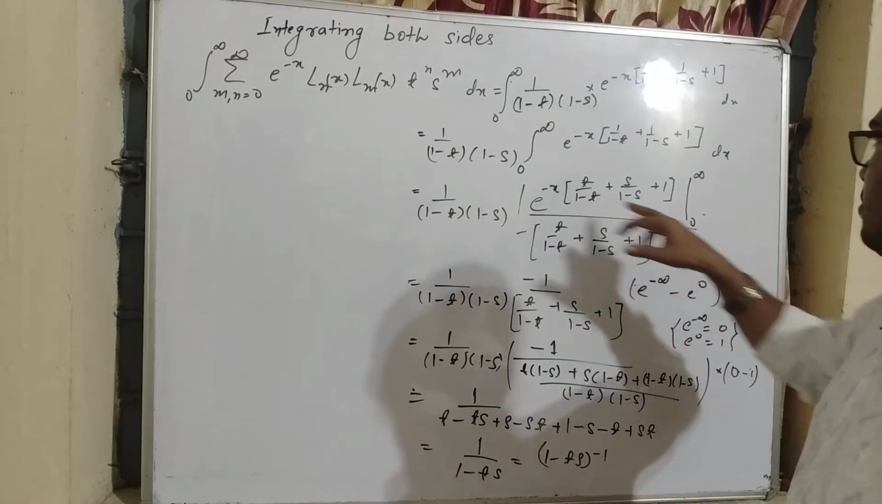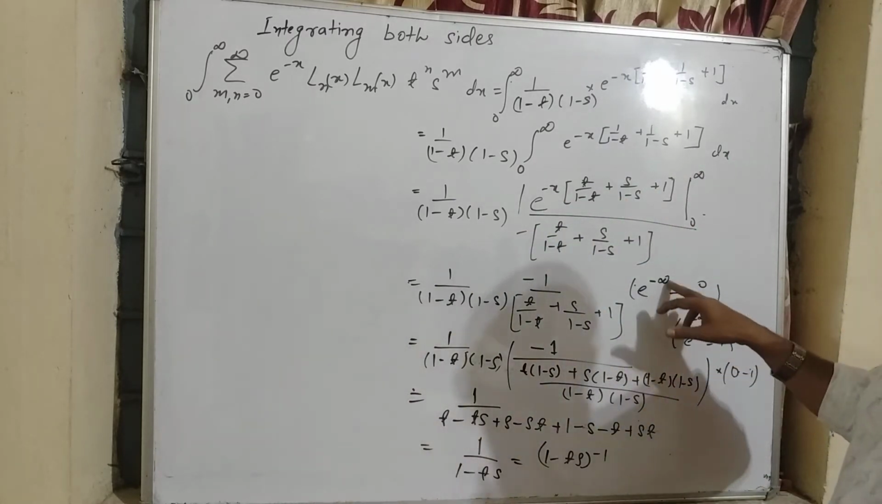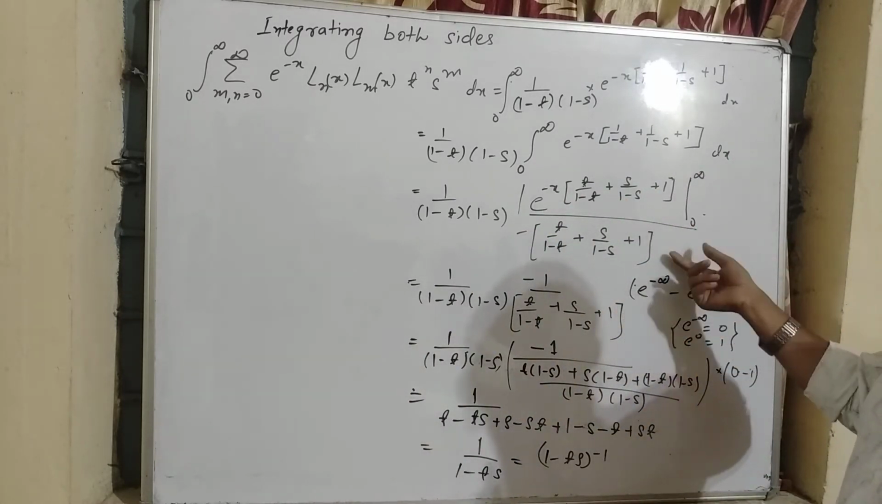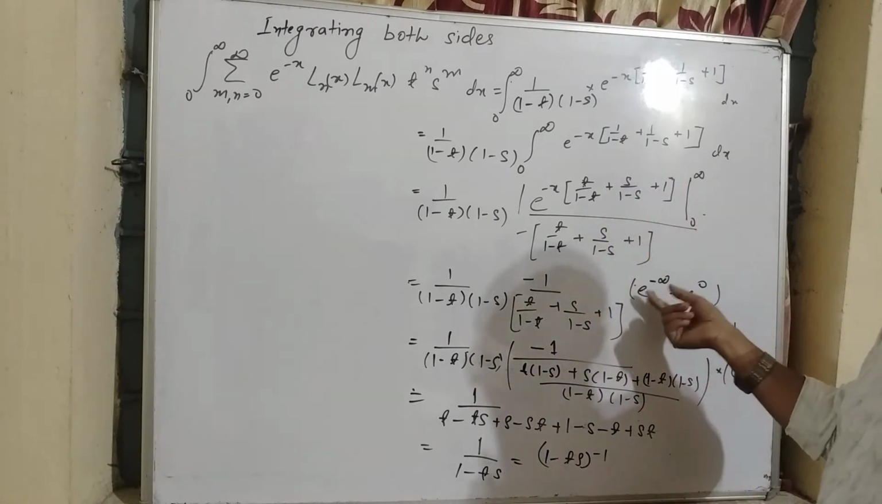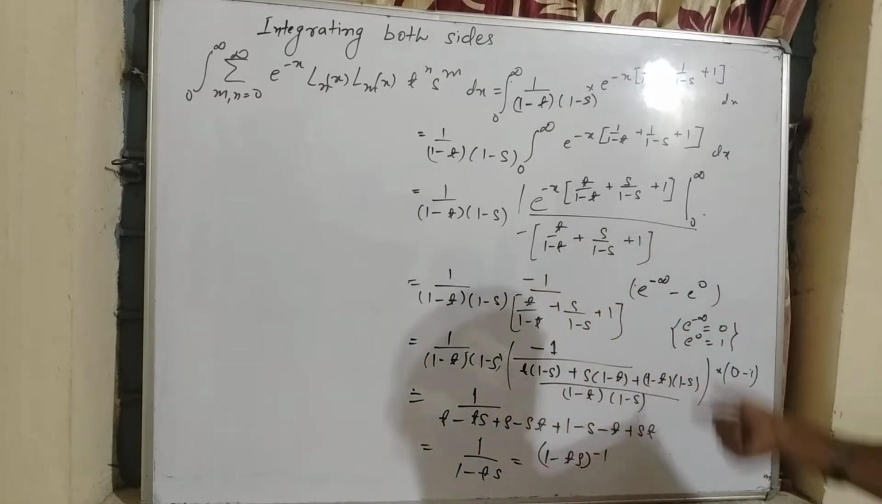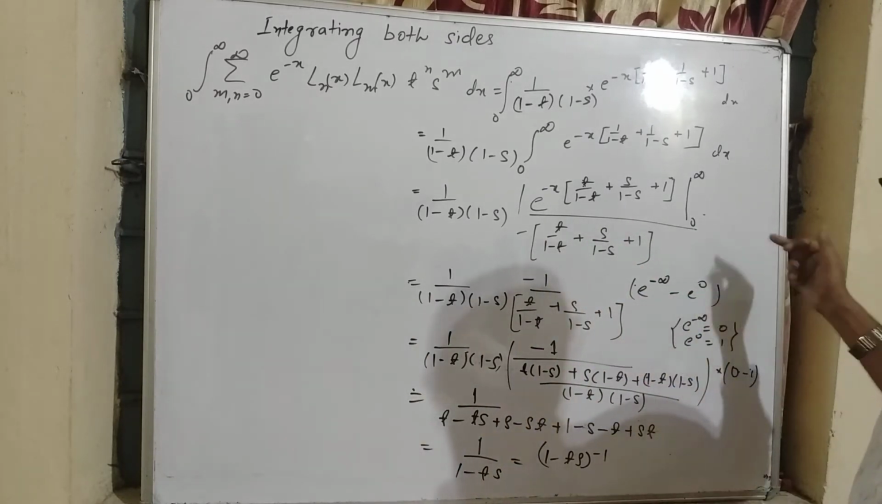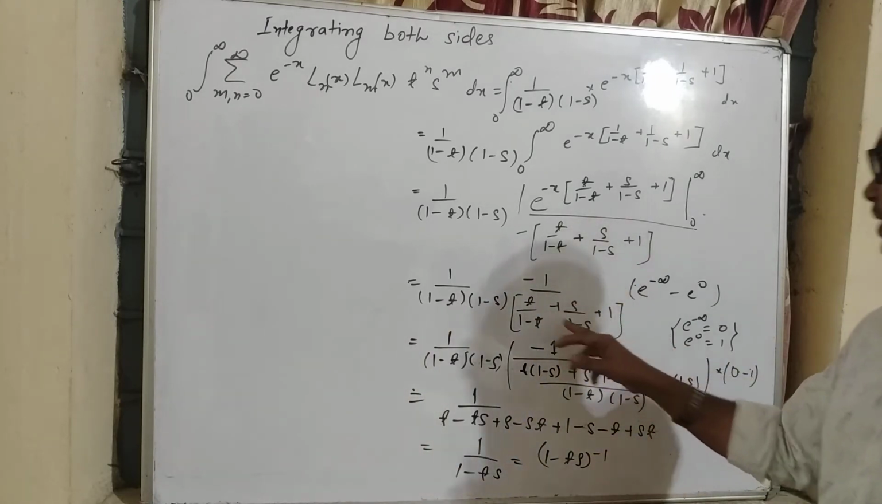When we put e to the power 0, it is 1, and 1 raised to the power anything is again 1. So above powers are not written, and e to the power minus infinity is 0, and e to the power 0 is 1. So this is simply 0 minus 1, and the terms in the denominator are calculated.